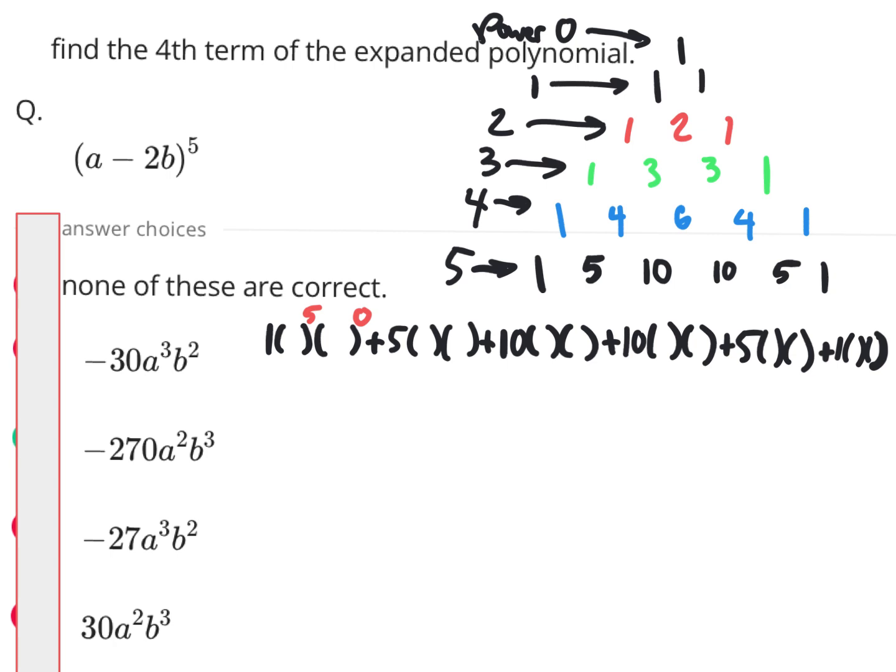But then the 5 drops down to a 4 on the next one. And the 0 goes up to a 1 on the next one. Okay, so what we're ultimately doing is subtracting 1 from here, adding 1 from there to get to here.